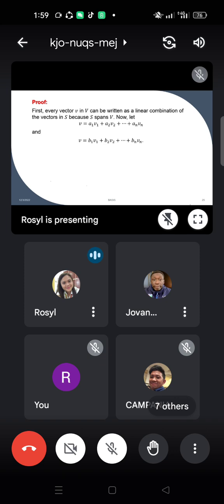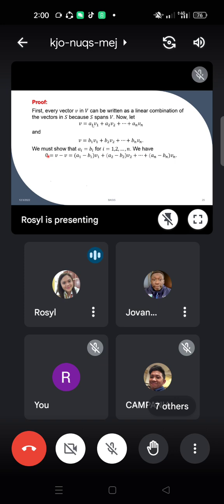B1 times B1 plus B2 times B2 all the way to Bn times Bn, we must show that A sub i is equal to Bi, for i equal to 1 all the way to n. Then we have, okay, when we subtract this, this is the first linear combination, and then we have another linear combination. When we subtract this, that becomes B1 minus B1, and that is equal to 0.